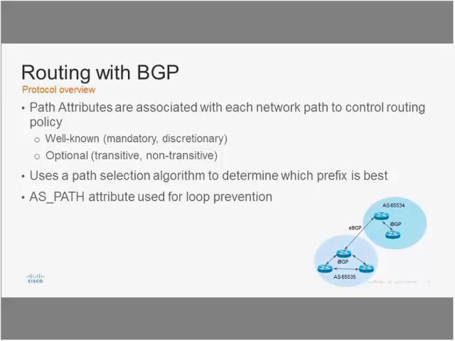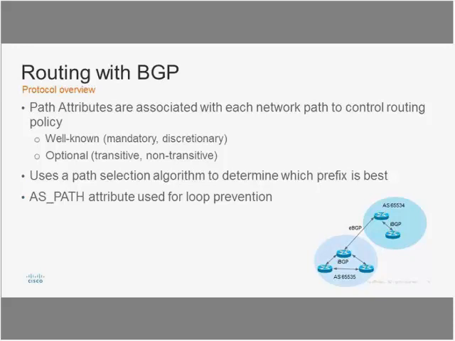So what are the transitive attributes? For transitive, you have aggregator and community values. And for non-transitive, you have MED, multi-exit discriminator, or you have originator ID and cluster list. Cluster list generally comes into play when you have route reflectors configured. We'll get to that in a moment.